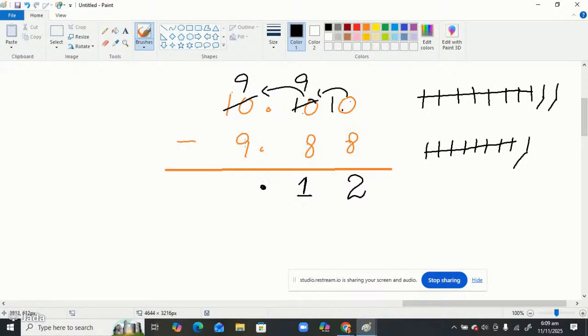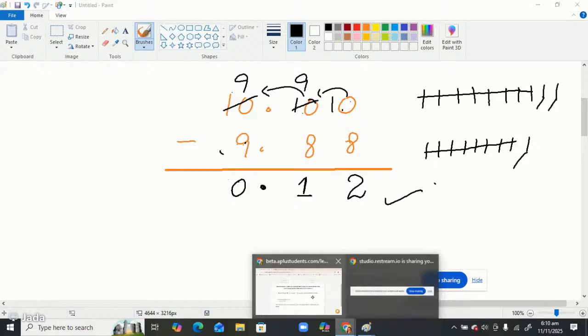Now this is 9. This is also 9. So 9 out of 9 is 0. When we subtract two same numbers, we get the answer 0. So here we go with 0.12.